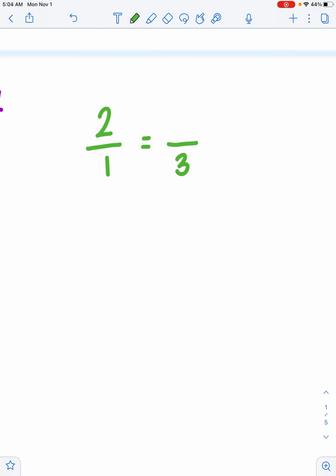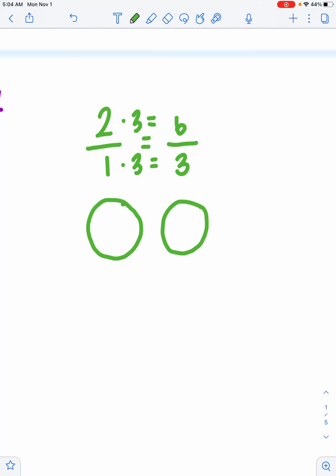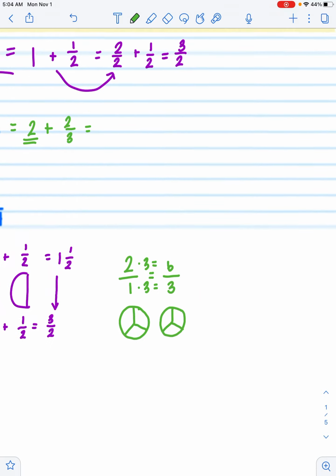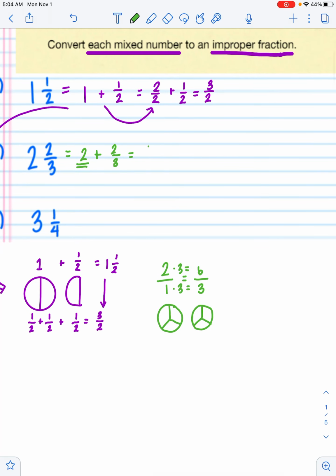That means that I need to figure out what I'm multiplying the bottom by. 1 times 3 is 3. And do the same thing to the top. And I end up with 6/3. Now, if you were to draw this out as a picture, 2 wholes, I know that each whole has 3/3, and so 2 wholes is the same thing as 6/3. I can rewrite 2 as 6/3, add it to 2/3, and I end up with 8/3.